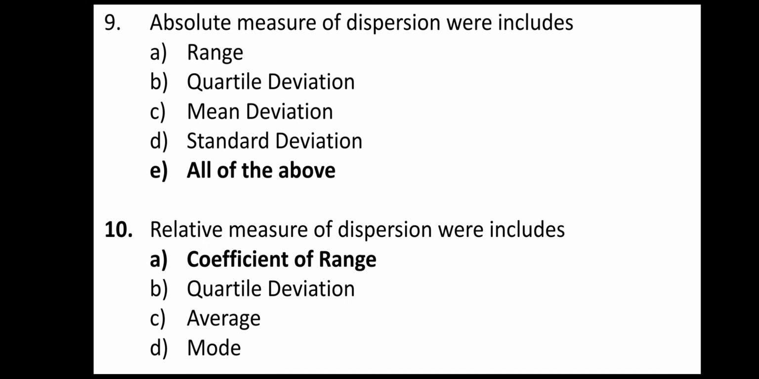9th question: absolute measure of dispersion includes range, quantile deviation, mean deviation, standard deviation. Friends, it includes all, so it is all of the above. Relative measure of dispersion includes coefficient of range, quantile deviation, average, mode. B, C, D are not related and they are not relative measures of dispersion, so A is the answer.